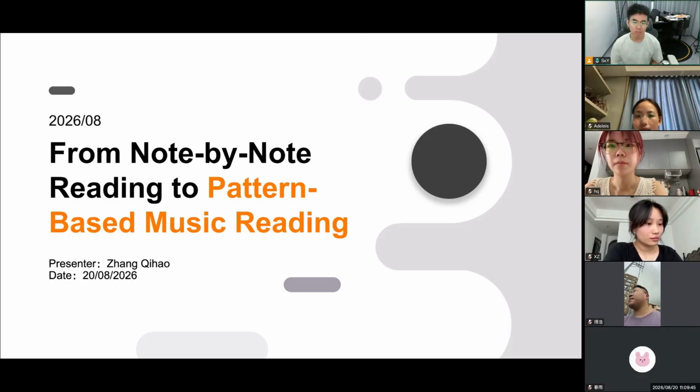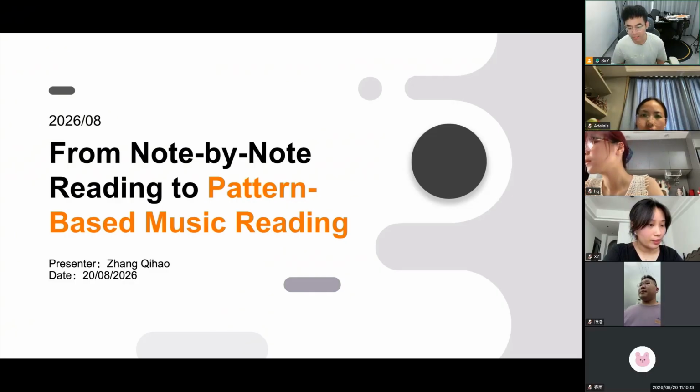Many students have studied piano for 4 years. They can play difficult pieces, but when they see a new score, they still struggle. They often stop frequently, check notes one by one, and lose the continuity of the music. So today's topic is: why can students play, but still cannot read music efficiently? And how can we have students develop better music reading skills?